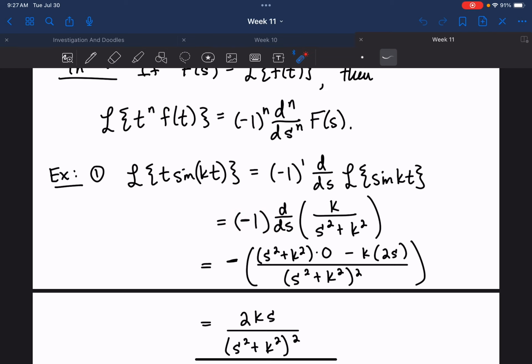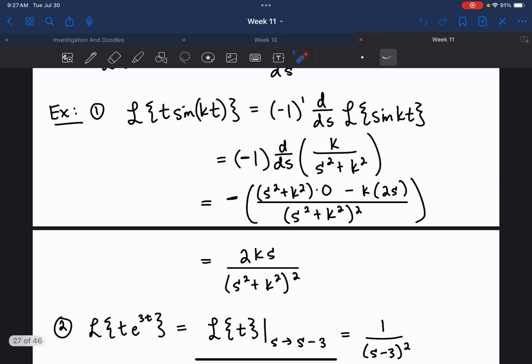This is a good part where it's good to remember the quotient rule. Remember the quotient rule. Low d high, so derivative of k with respect to s is 0, minus high d low, derivative of s squared plus k squared with respect to s is 2s, all over low squared. Times negative 1 out front. Don't forget that guy. And this goes to 0, and we get negative times a negative is a positive, 2ks over s squared plus k squared all squared. So that's the Laplace transform of t times the sine of kt.